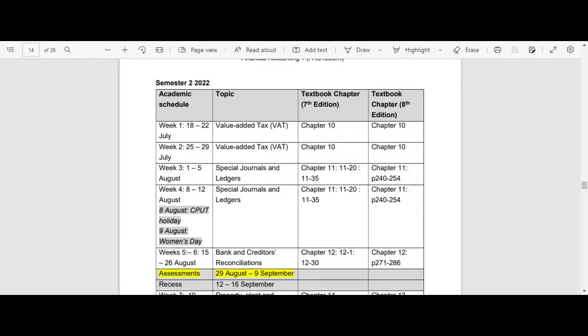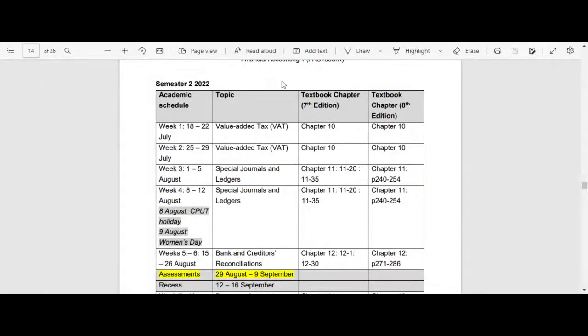So we shall just start by having a brief overview of what you can expect to be doing topic-wise during the course of this semester. We are now in week 1, which was from Monday the 18th till tomorrow the 22nd. So our first topic for this semester is going to be value-added tax, right? The abbreviation for that is VAT.